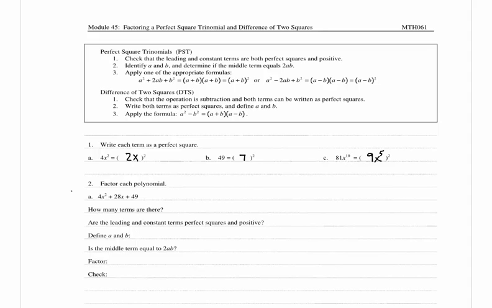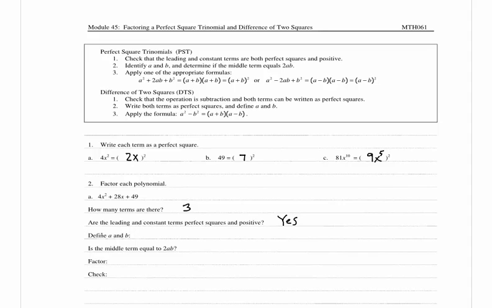In 2, it says factor each polynomial. In A, we have 4x squared plus 28x plus 49. And then they ask, how many terms are there? And there are 3 terms, so we have a trinomial. And then it asks, are the leading and constant terms perfect squares and positive? So when we look at our leading term, we have a perfect square. 4x squared can be written as 2x all squared. And 49 is a perfect square, and they're both positive.